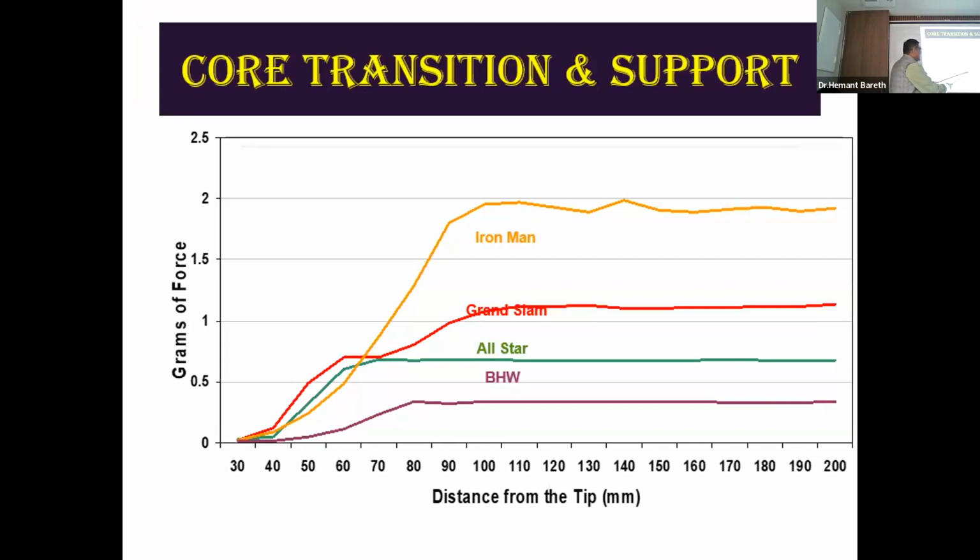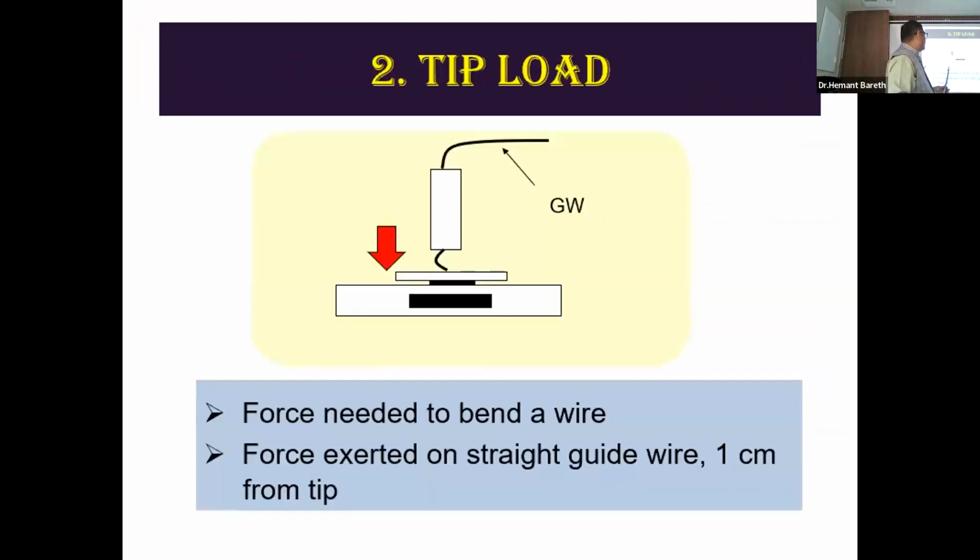So a balanced heavyweight has about 15 gram. Then there is something called the All-Star wire, which many people use regularly if you have to do calcific lesions or other kinds of lesions, which is about 20, then Grand Slam is 25, and Iron Man is around 50. These are the examples.